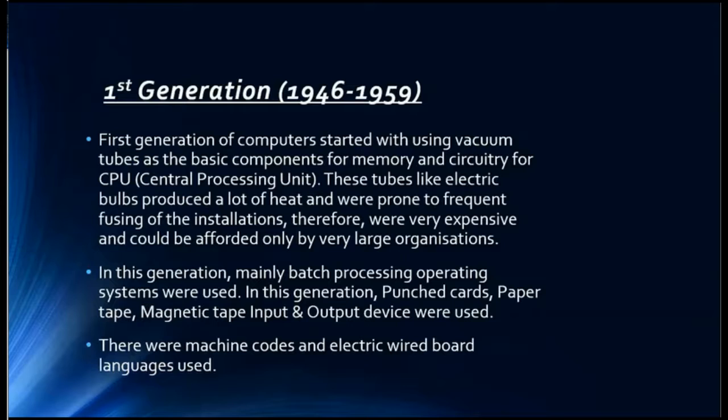First generation, 1946 to 1959. The first generation of computers started with using vacuum tubes as the basic components for memory and circuitry for the CPU, central processing unit. These tubes, like electric bulbs, produced a lot of heat and were prone to frequent fusing of the installations, therefore they were very expensive and could be afforded only by very large organizations. In this generation, mainly batch processing operating systems were used.